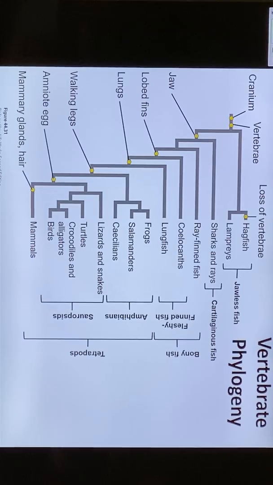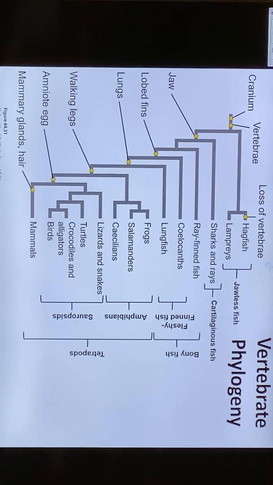And there are certain traits that I want you to be aware of. You don't have to memorize this tree because if we ask you some questions about it, we're probably going to give you this phylogenetic tree. But I want you to see what's happening here in the evolutionary trends in the development of vertebrates.